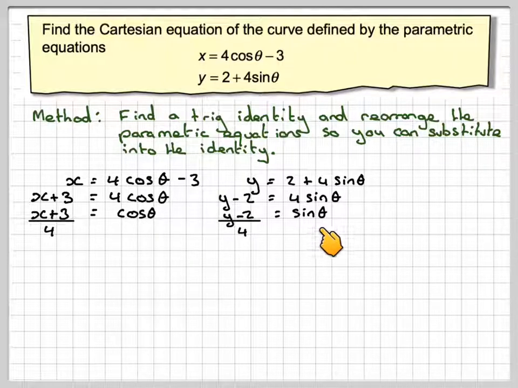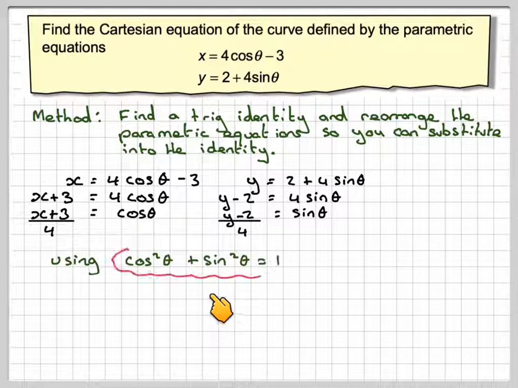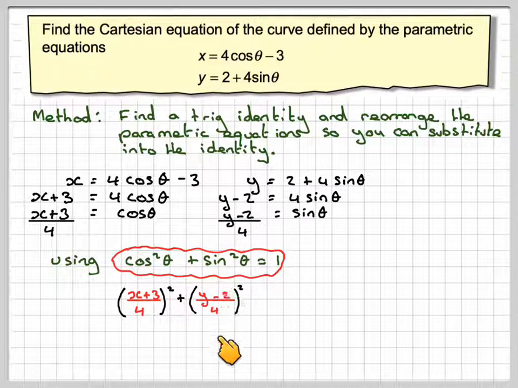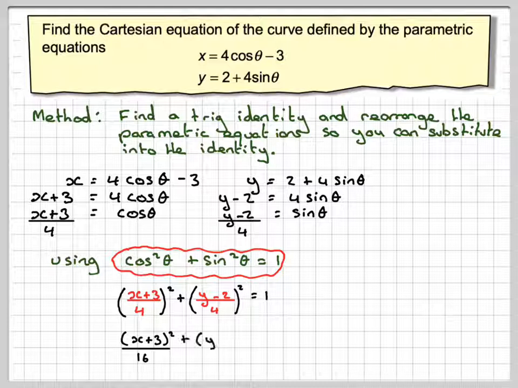Now, the trig identity connecting cos and sine is cos squared plus sine squared is equal to 1. So you need to find a trig identity which will connect your two values together. So we've got ((x plus 3) over 4) squared, that's cos squared, and sine squared is ((y minus 2) over 4) squared, and that's equal to 1. So if you square the 4, you're going to get 16. So we've got (x plus 3) all squared over 16 plus (y minus 2) squared over 16 is equal to 1.